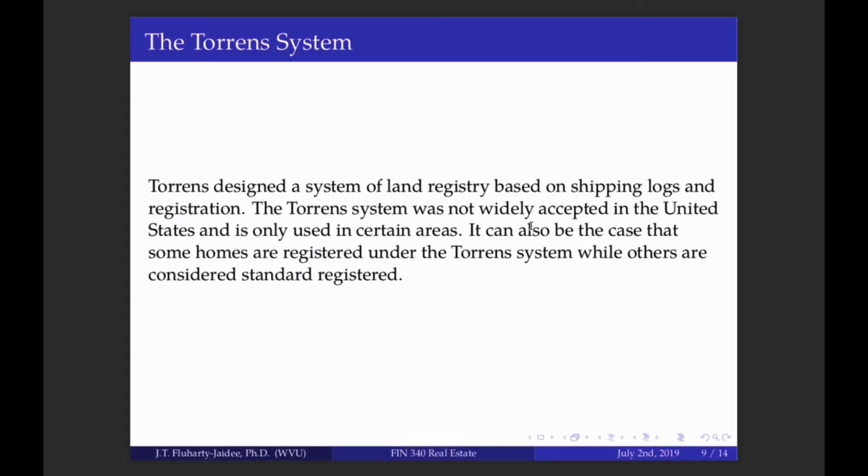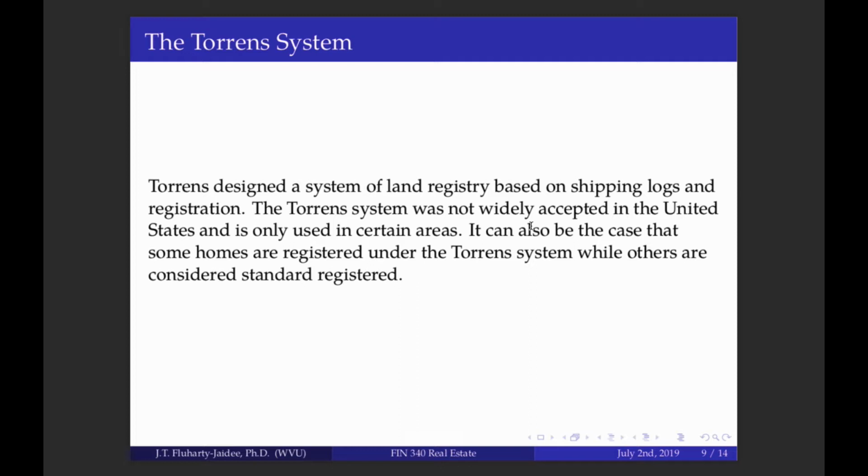The Torrens system was a system designed by Sir Torrens because he figured out that shipping logs, basically figuring out who owns which ships in Britain, was a much more efficient method of recording ownership of effectively real property that moved nonetheless, while the land system was undergoing the deed book system, which is very inefficient. And so he proposed the land system could be based on the ship system. And that had been used in Britain and in some places in the United States, but it was not widely adopted in others.